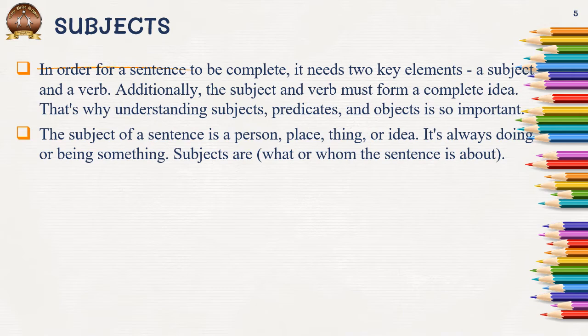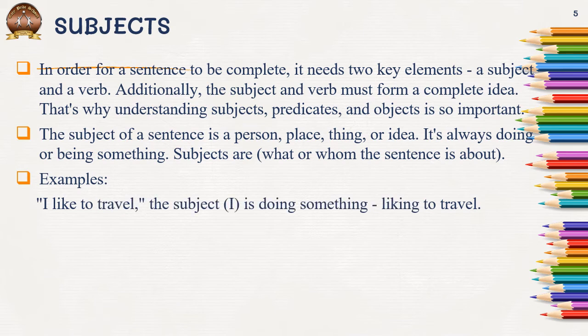Okay, so even if the subject is invisible, the whole sentence is about that subject. That's how you find them: what the sentence is talking about, or talking to sometimes. I like to travel. The subject I is doing something. What is he doing? Liking to travel.